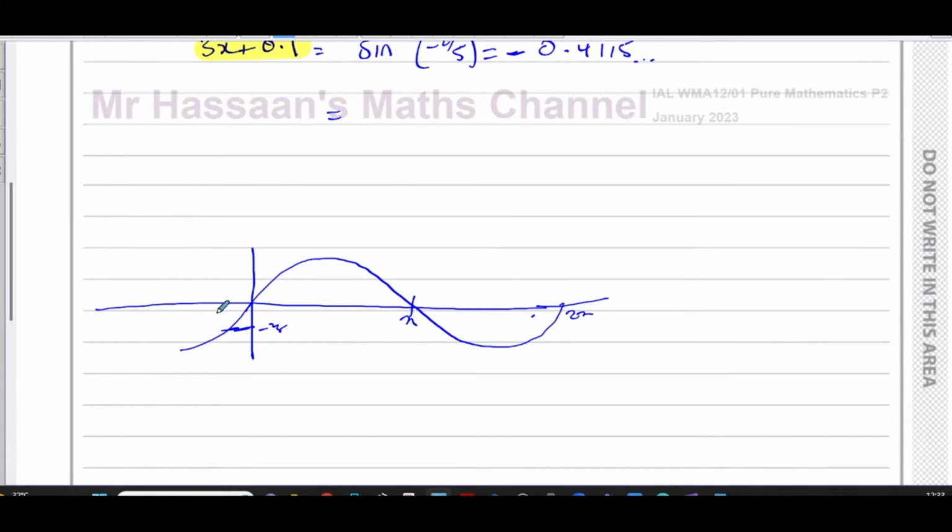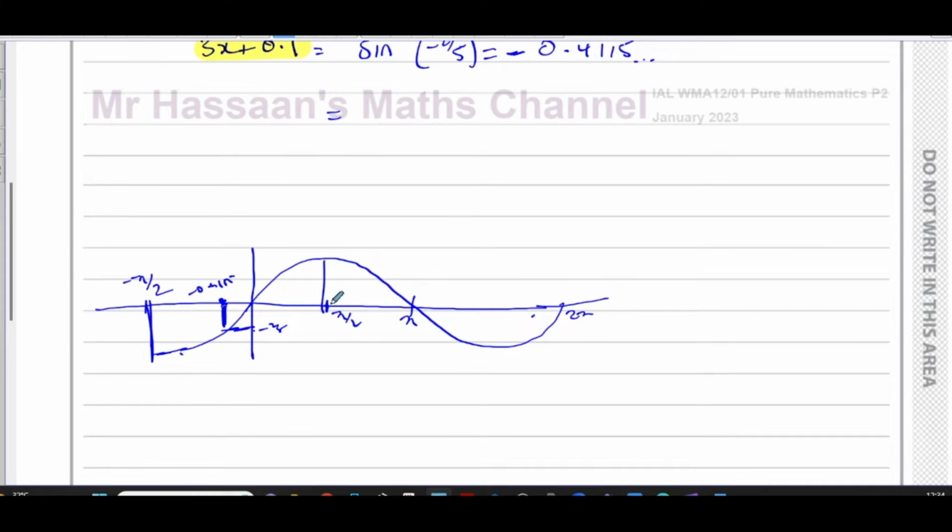The calculator for sine always gives us an answer between minus pi over 2 and plus pi over 2. It always gives us an answer in this range. So any negative ratio will give us an angle over here. That's the angle we just found with the calculator, negative 0.4115.